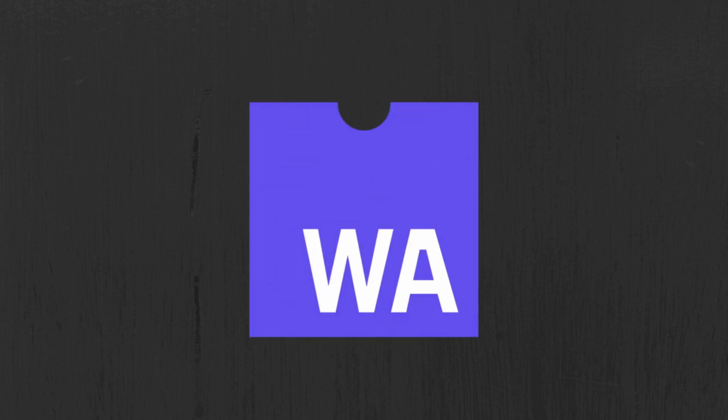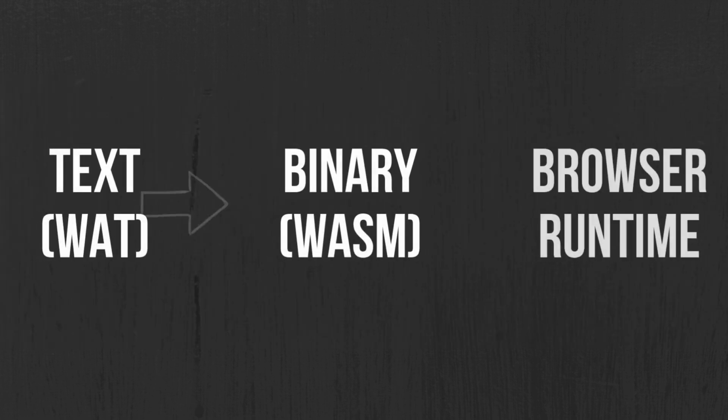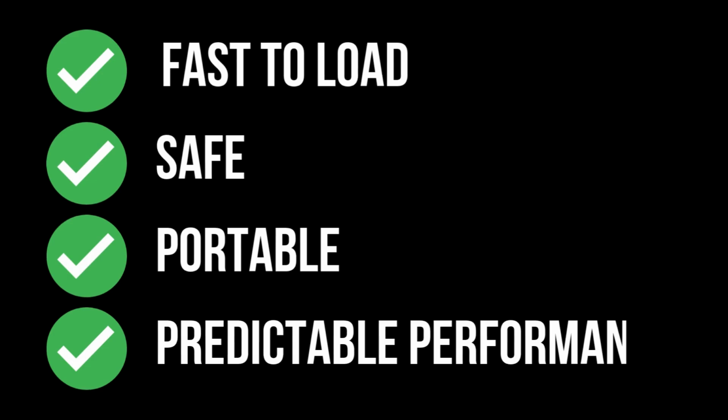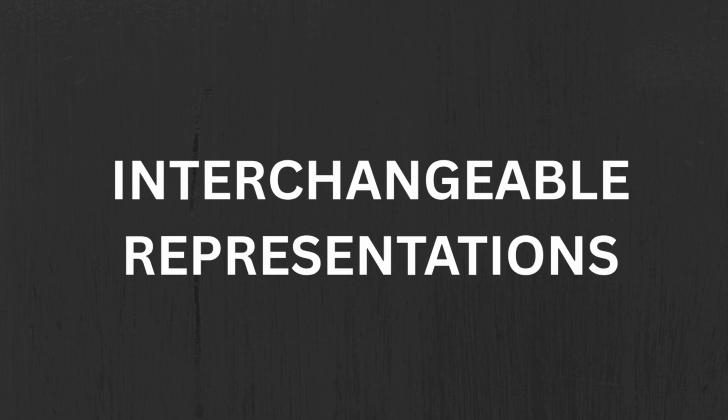WebAssembly is not a language you write directly. It's a low-level binary instruction format, though you can write it in text format as WAT. Think of it as a simplified, safer assembly language for the web. It's designed to be fast to load, fast to compile, safe to run, and portable across browsers, operating systems, and hardware. WebAssembly defines two interchangeable representations of the same program, the text format and the binary format.